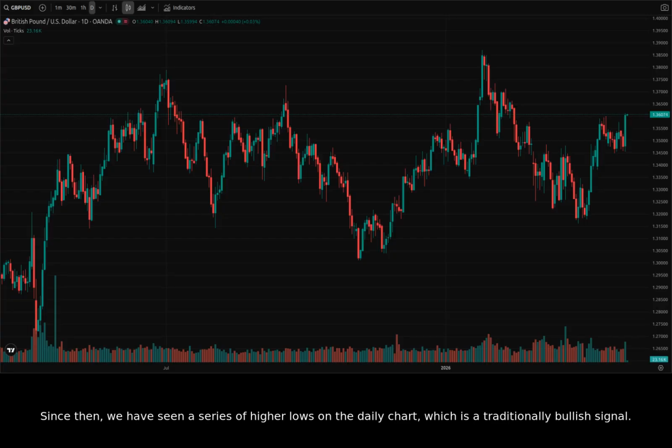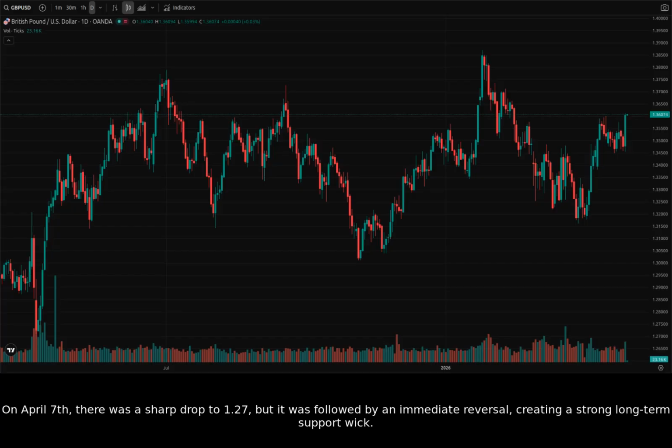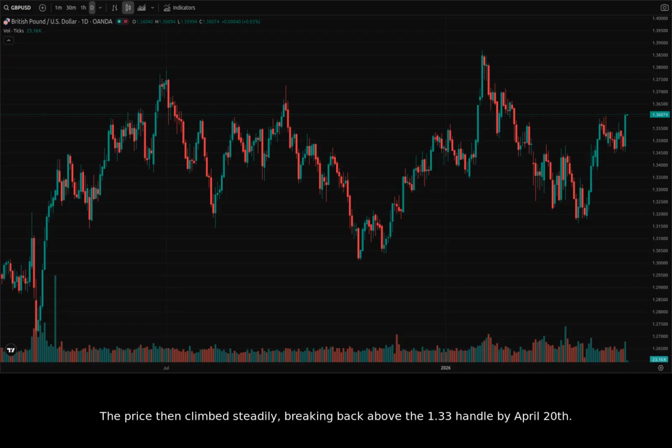Zooming in on the month of April 2026, the recovery becomes much more visible. On April 7th, there was a sharp drop to 1.27, but it was followed by an immediate reversal, creating a strong long-term support wick. The price then climbed steadily, breaking back above the 1.33 handle by April 20th. Notice the candle on April 28th, which showed a minor pullback but closed above 1.352.